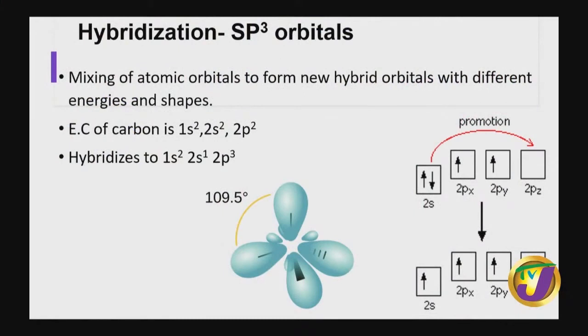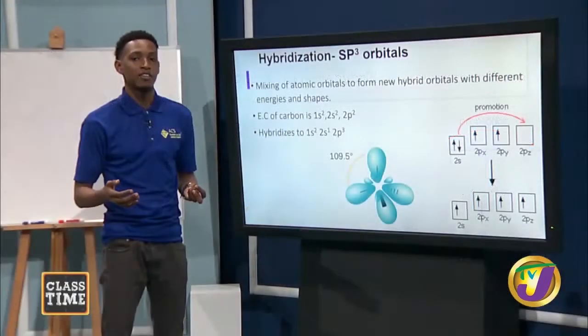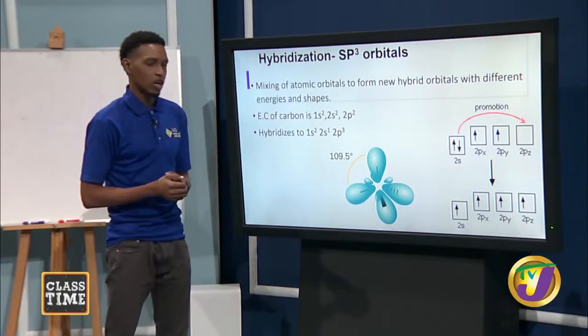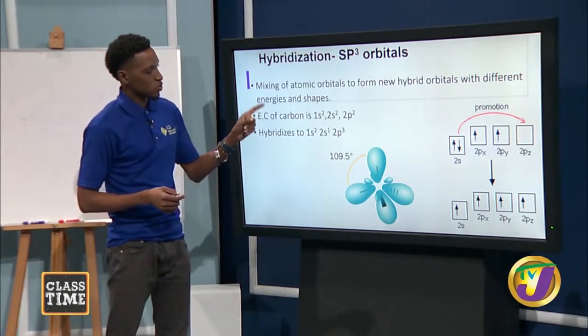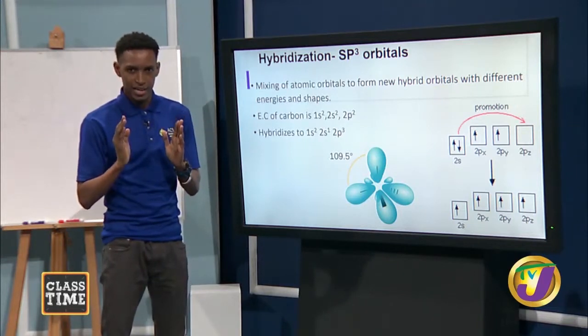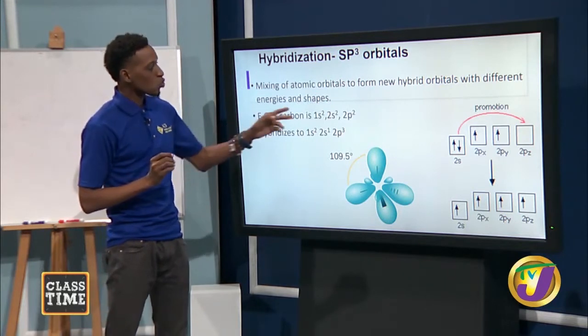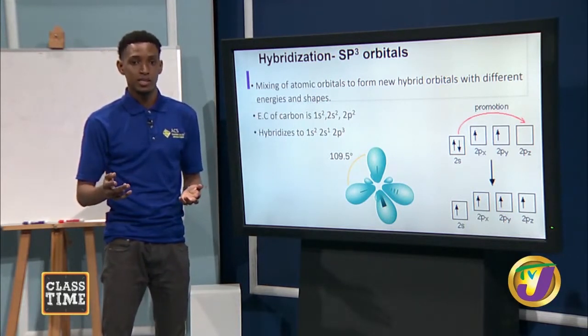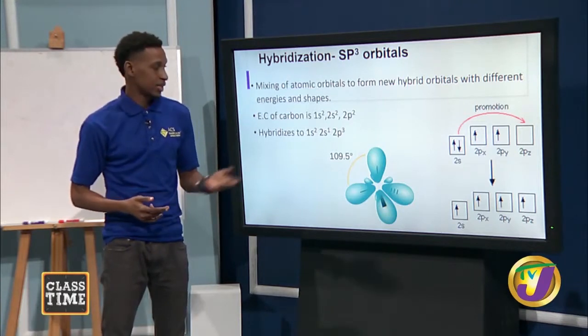Hybridization is essentially the mixing of atomic orbitals to form new hybrid orbitals, right? What do I mean by that? Let's look at carbon, because carbon is an atom that exhibits hybridization. Now, carbon has an electronic configuration of 1s2, 2s2, 2p2. Now, when is an orbital considered stable? An orbital is considered stable if it is completely full or half filled, right? So let's look at the electronic configuration of carbon again. It's 1s2, 2s2, 2p2. And we're focusing on the valence energy level. The 2s is completely full. The 2p is neither filled nor is it half filled. It has 2 electrons in it.